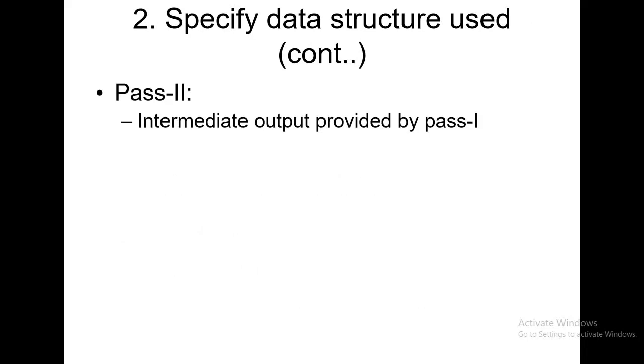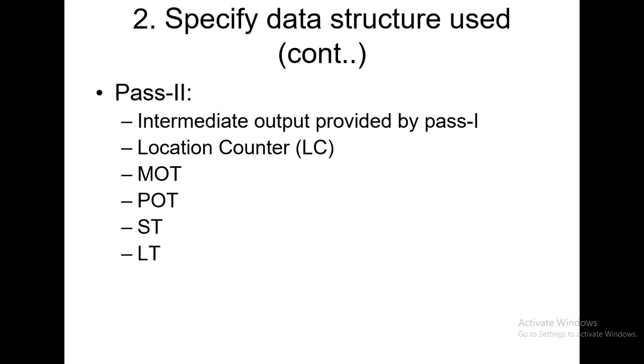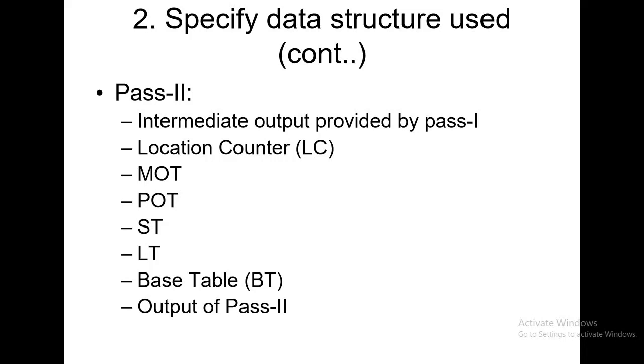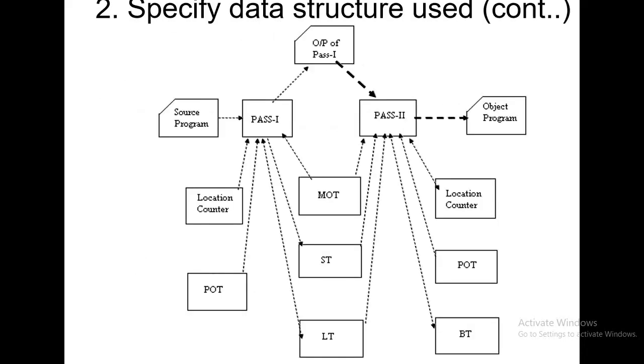Now see what are the data structures which are present in pass 2 assembler. The intermediate output provided by the pass 1 assembler is one data structure. Second is location counter, MOT, POT, symbol table, literal table. All tables which are present in pass 1 are present in pass 2 also. One additional thing is there, that is the base table, which contains the registers. For the registers which are present in the given program, you have to include them in the base table. And finally the object code as output of pass 2.